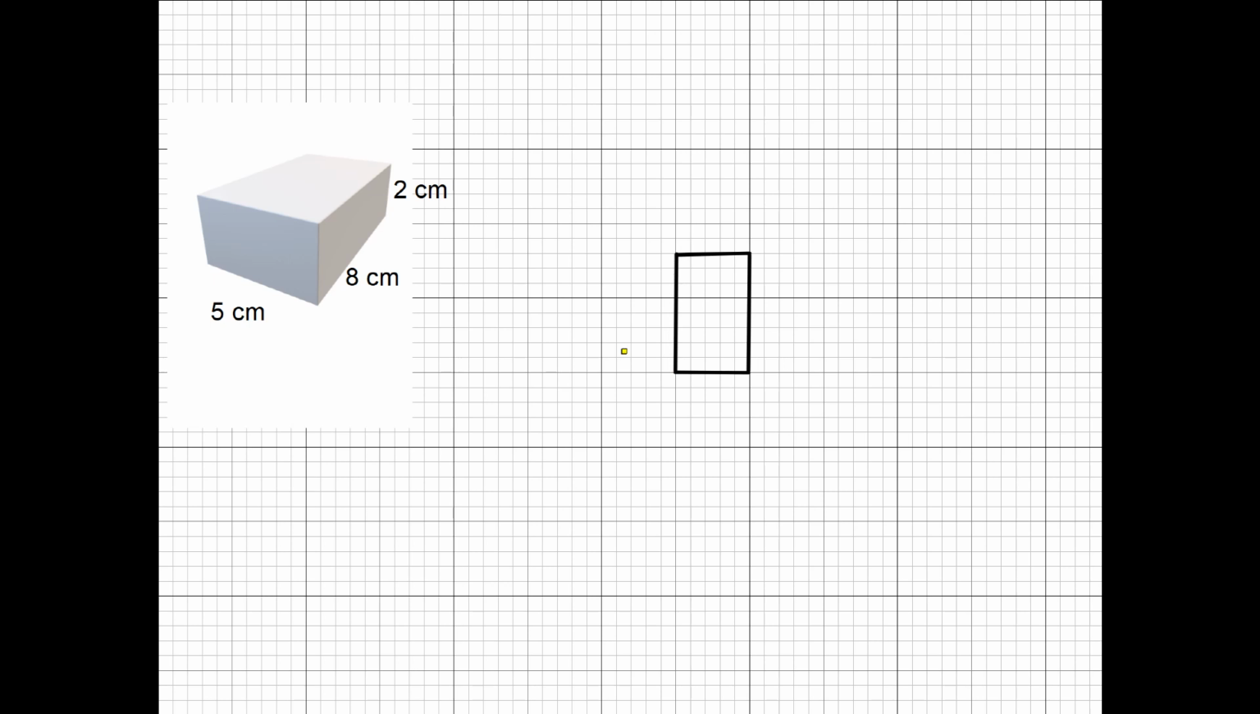And the sides are 8 by 2. So folding them down, it would look like this. Then the front and the back, we obviously have 5 by 2 as well. So 2, 5.